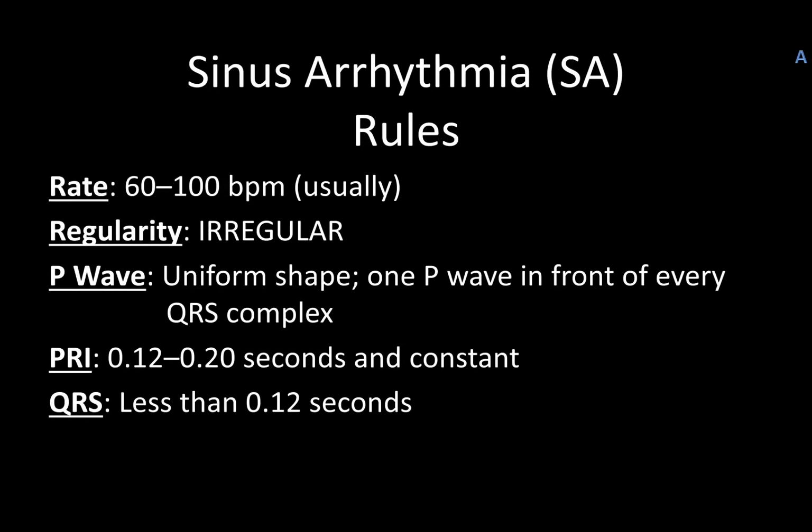So what are the rules for sinus arrhythmia? Well, it's actually pretty simple. It's usually a pretty normal rate. These patients aren't usually in any kind of distress, but what you will see is an irregular pattern, and that's where it speeds up and then it slows down in a repeating fashion, just gently increasing and decreasing. There's nothing wrong with your P waves. They're uniform, there's 1 P for every QRS. Your PRI is normal and constant, and your QRS looks great.